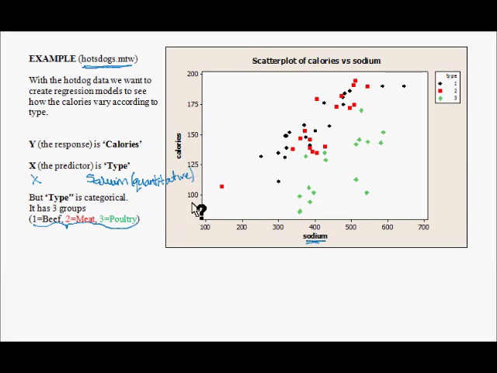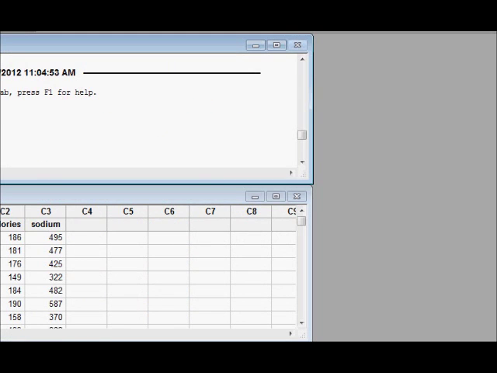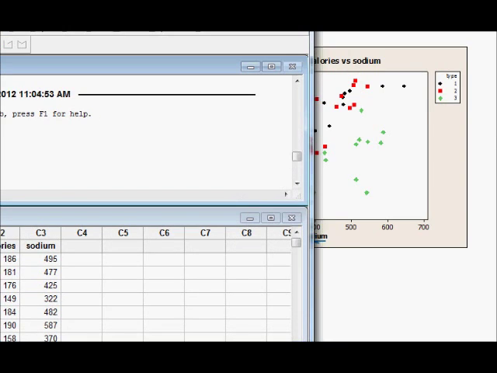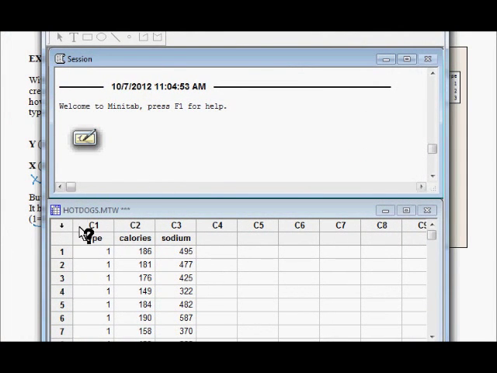Okay, so I'm going to reproduce this plot we have here. So the plot is easy enough. If we get Minitab over here. Oop. There we go. It's small again. Don't want to make it big. So I already have the hot dog data up here. Type 1, 2, and 3. The beef, the meat, mystery meat, and the poultry. Calories and sodium are quantitative variables.